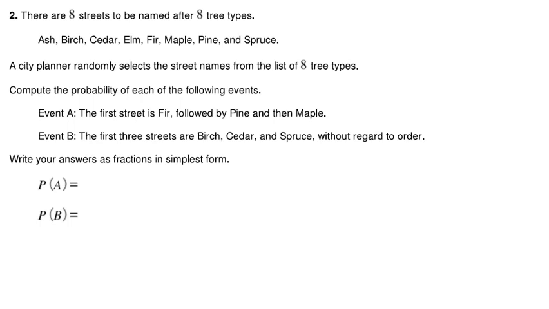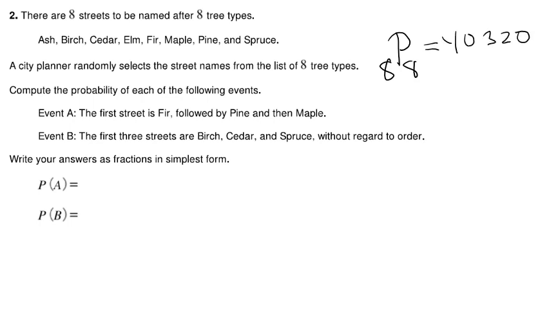Okay, let's take a look at this problem. Read it very carefully. It is somewhat tricky. All right, so we have 8 streets which need to be named after 8 different tree types. So there's order here. Because again, if we name the first street ash, that's different than birch. So we're working with permutations right now, right? So the number of different ways we can do this is permutation of 8 pick 8. And a permutation of 8 pick 8 is 40,320.